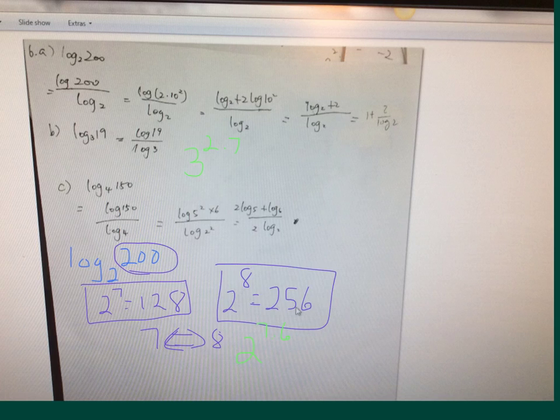And the same with log base 4 of 150. 4 to some exponent has to equal 150, and so we know that 4 to the 3 is 64, and 4 to the 4 is 256. It's going to be somewhere in between 3 and 4, and you need to decide where.